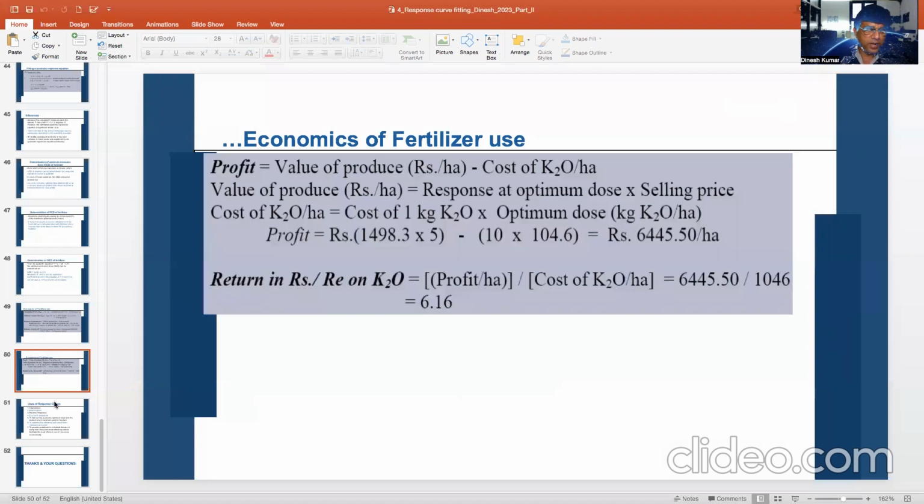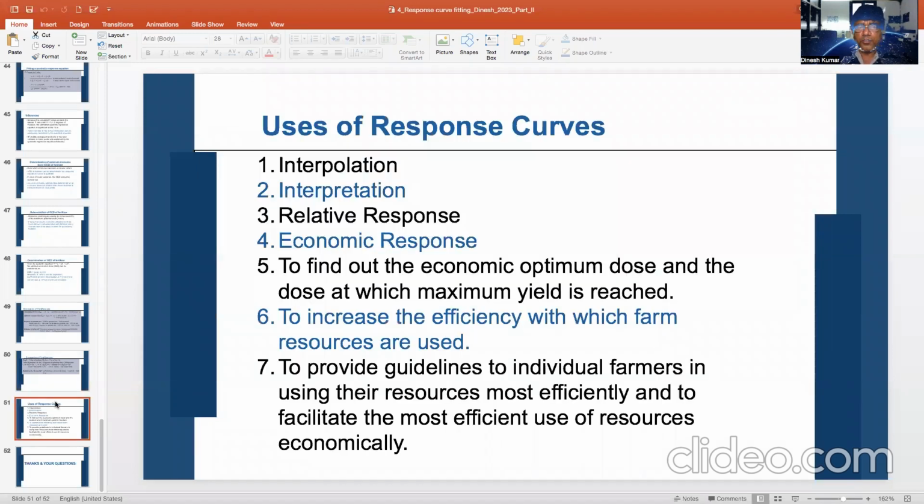So last slide is uses of response curve, interpolation. Interpolation means you have some doses, say from 0 to 120. So you can calculate the response for any dose. Response for say 65, you can calculate. Response for 92, you can calculate.